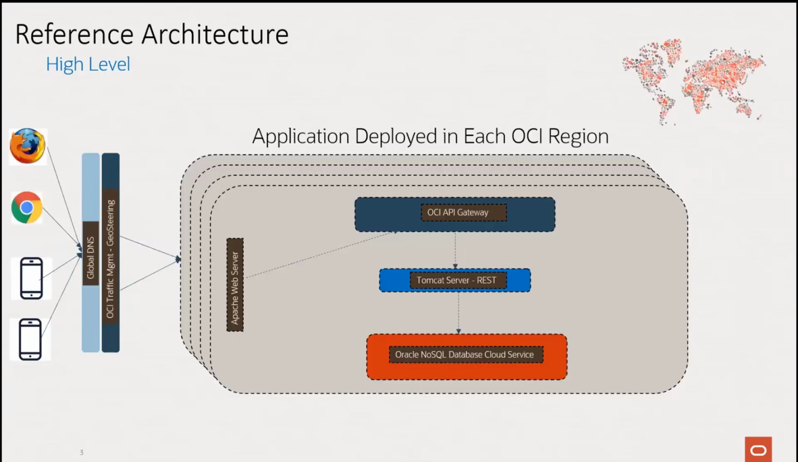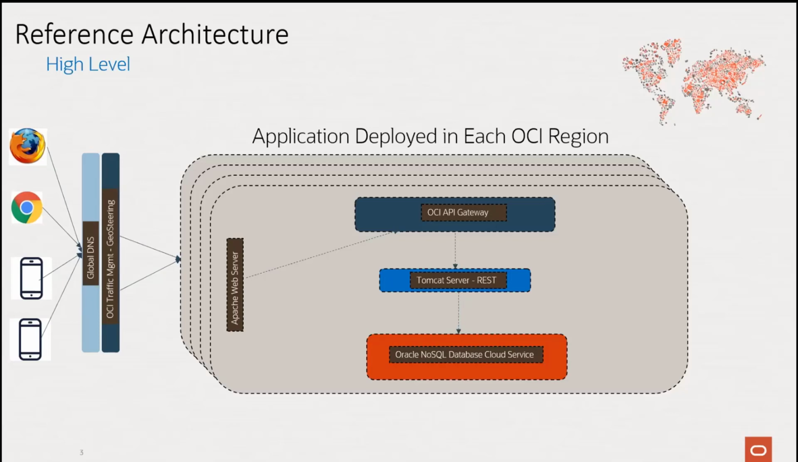This is the high-level reference architecture that is currently running right now. We are running in all of the Oracle OCI regions. So you can come in through a web browser, you can come in through your phone, it goes through a global DNS, it goes through OCI traffic management, goes through geo-steering, then the actual application that's running is on an Apache web server, goes through the OCI API gateway, then through a Tomcat server, and then to the Oracle database.